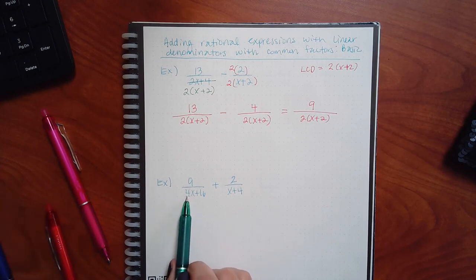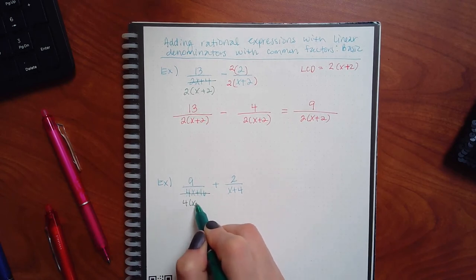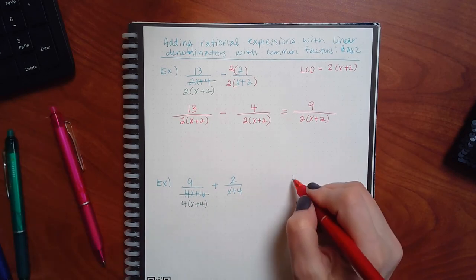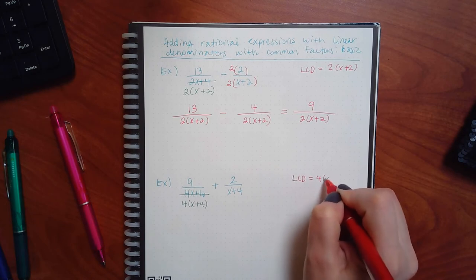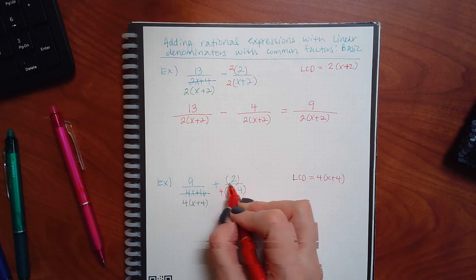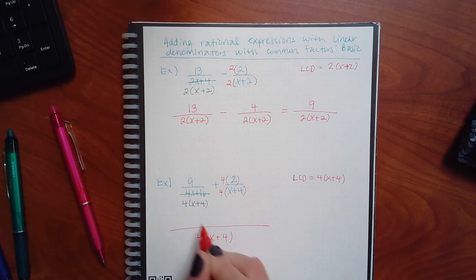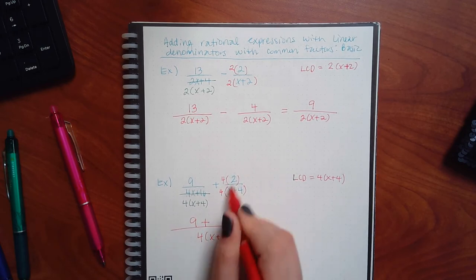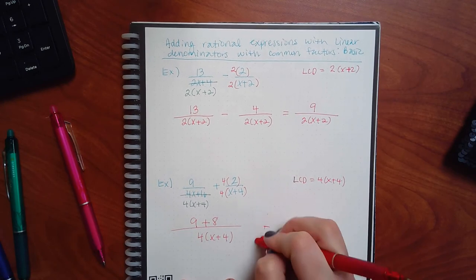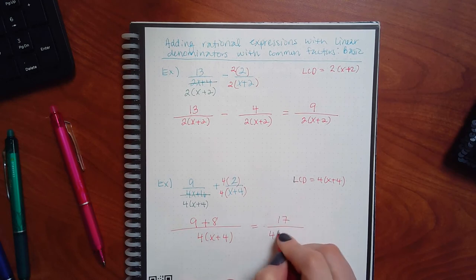Here, if we factor this guy, what do we really have down here? And I like to cross it out, so I look at the new. 4x plus 4 is 4 times x plus 1. So what is the LCD then? 4 times x plus 1. So this one's good to go. It's this one that has to get multiplied by 4. So if I put them over 4 times x plus 1, this is a 9 plus an 8, which gives me what when I combine? 17. Over 4 times x plus 1. And will that reduce? No, ma'am.